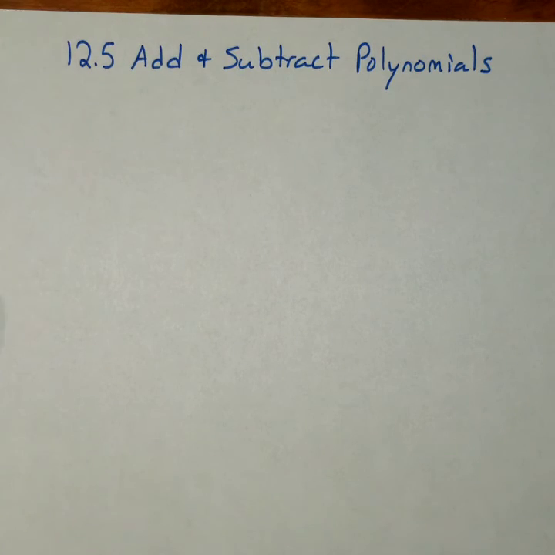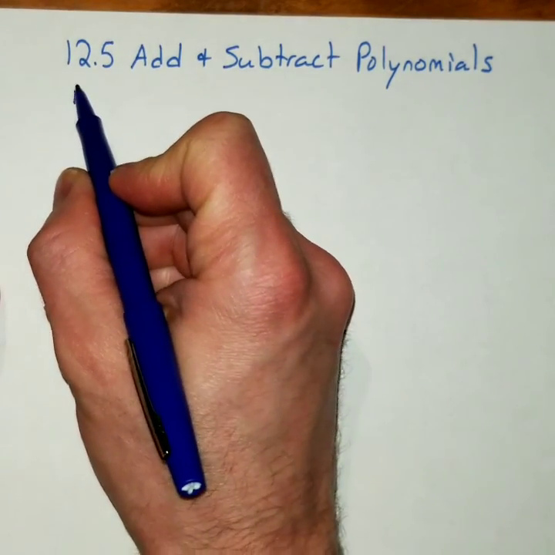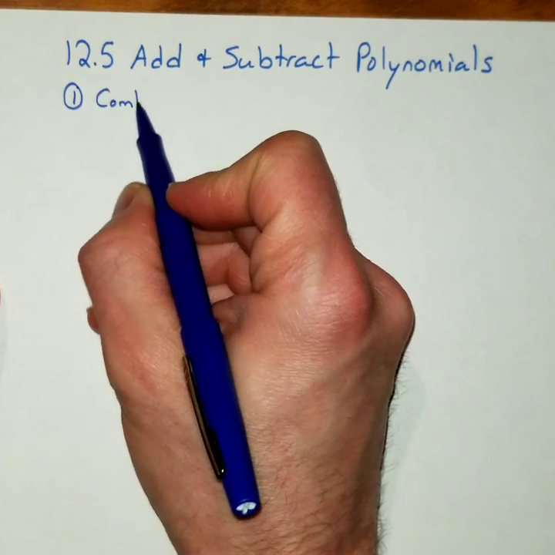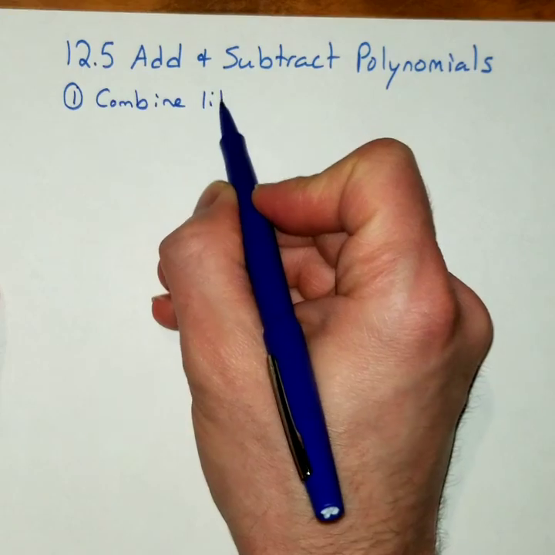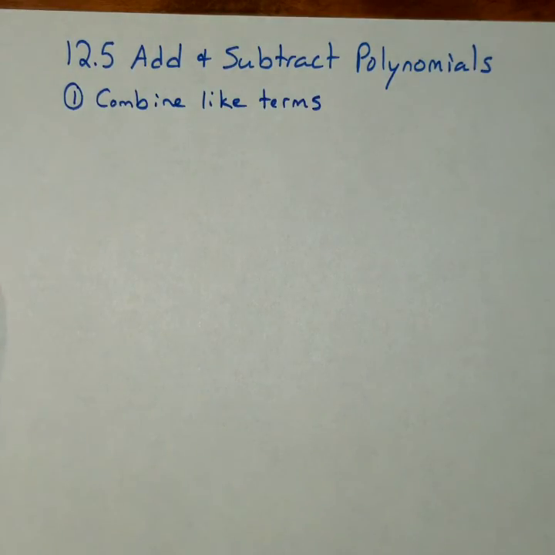And there's really two key things to remember when adding and subtracting polynomials. The first one is to combine like terms. We've done this before, so it isn't going to be anything new, but maybe just in this context. Whenever you have two terms or three terms with the same variable part, we'll be able to combine their coefficients.